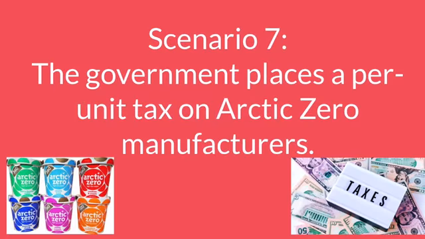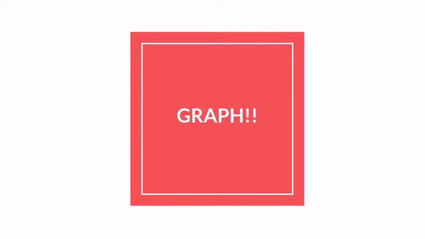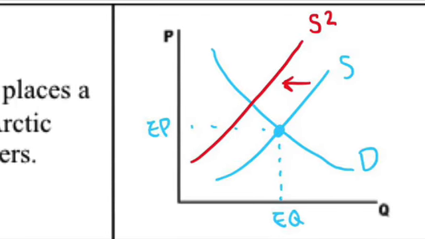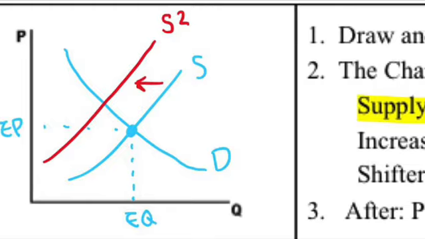What would happen if the government placed a per-unit tax on Arctic Zero manufacturers? Taxes harm the supply of a product, so the supply would decrease and the supply curve would shift to the left.